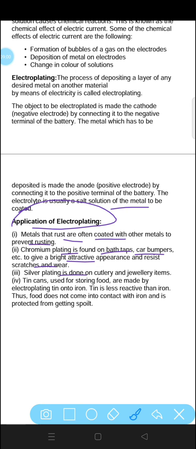Silver plating is done on cutlery and jewelry items. Tin cans used for storing foods are made by electroplating tin onto iron. Tin is less reactive than iron, thus food does not come in contact with the iron and is protected from getting spoiled. So all these are the different uses of electroplating.